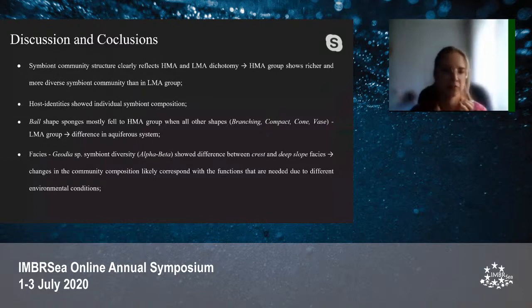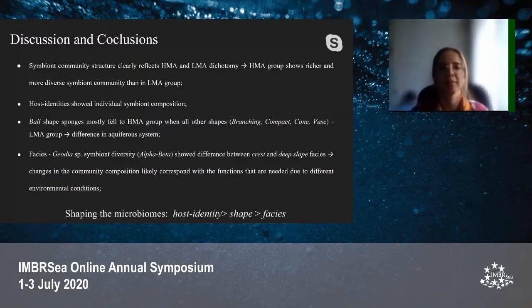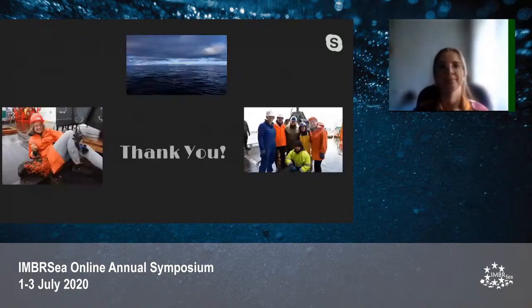However, focusing only on the Geodia genus, symbiont diversity showed a significant difference between the crest and deep slope facies. We think that this community composition likely corresponds with the functions that are needed due to the different environmental conditions. So, summing up and answering the research question, I state that host identity had the most impact in shaping the microbiome in deep sea sponges, followed by the shape and the facies parameters.